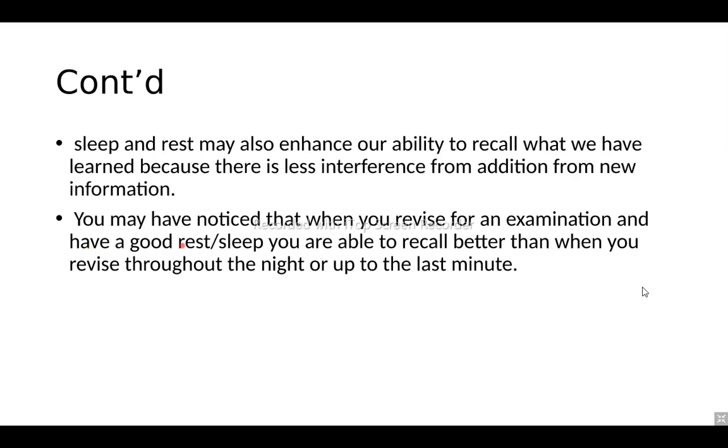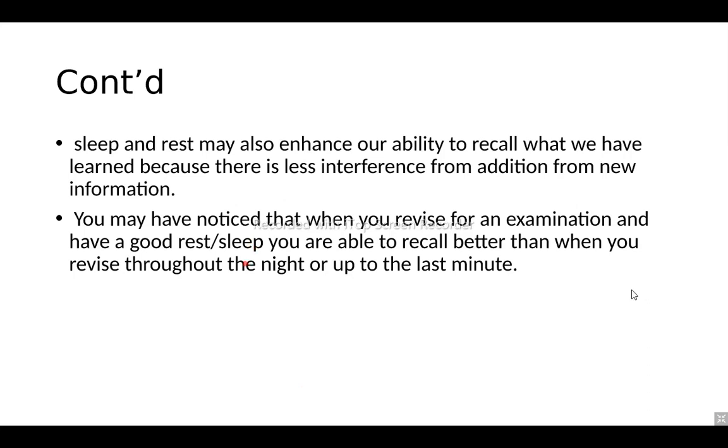You may have noticed that when you revise for an examination and have a good rest or sleep, you are able to recall better than when you revise throughout the night or up to the last minute. I don't know your position about this point. There are some people who read up to the last minute, they enter the examination room, and you find that you cannot even remember the last thing you read before you entered that examination room.